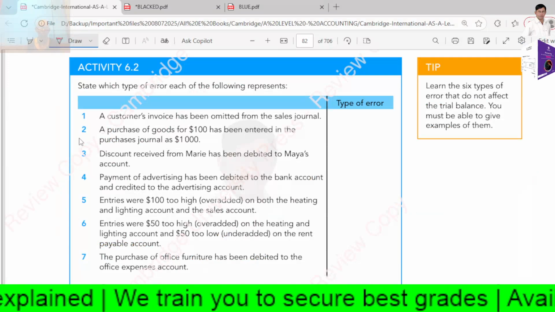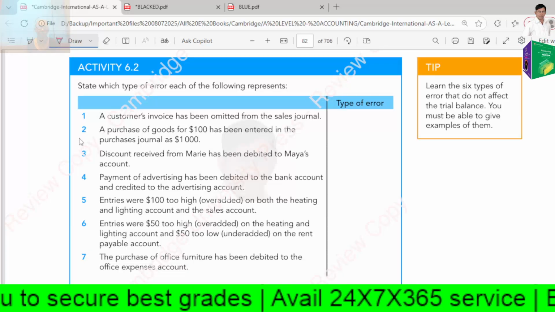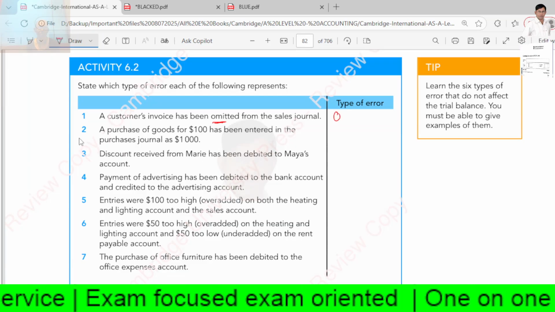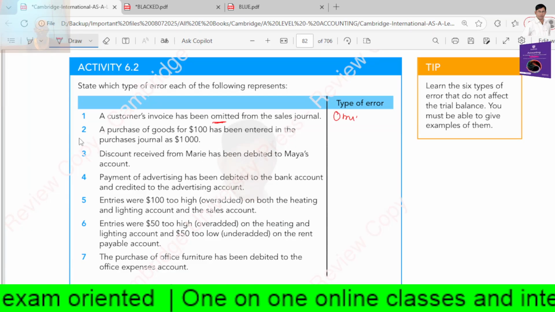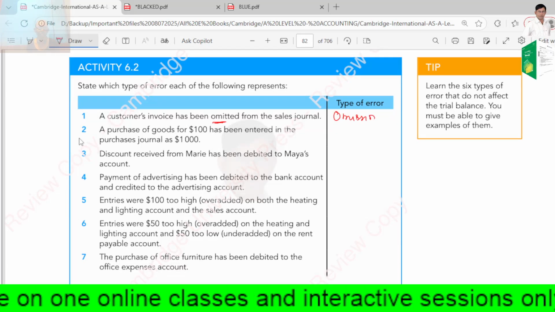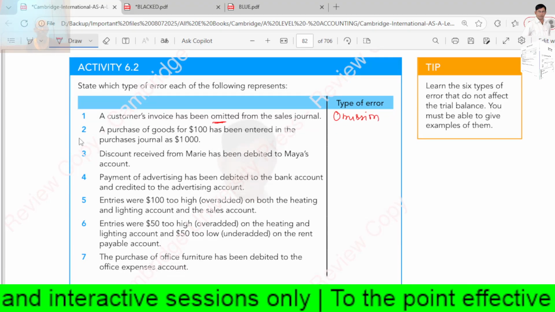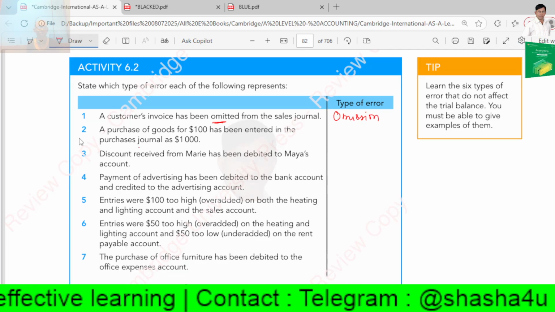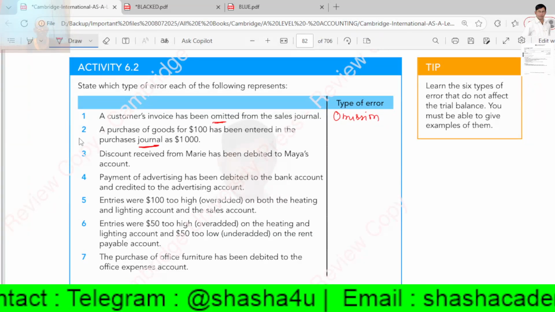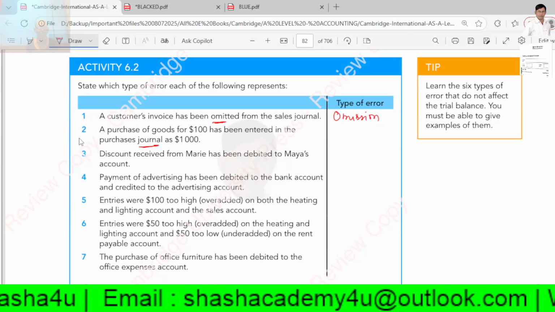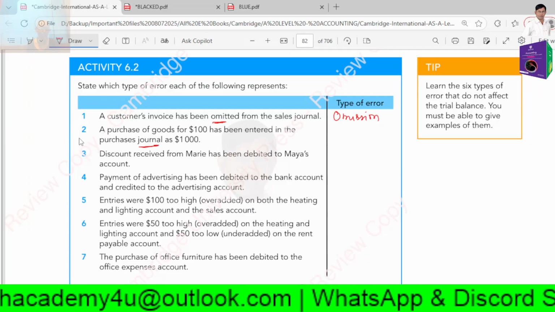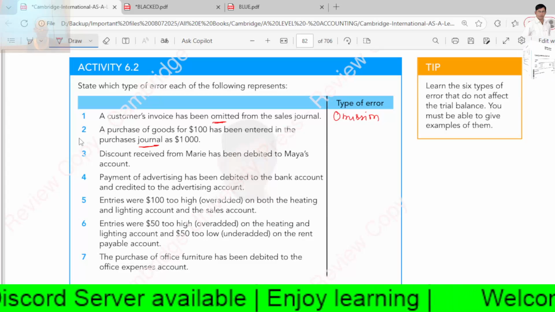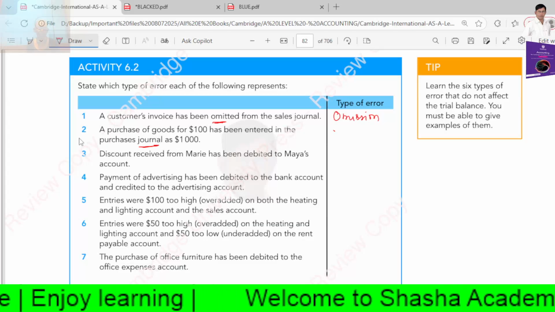A customer's invoice has been omitted from the sales journal. Omitted. Error of omission. Simple. A purchase of goods for 100 has been entered in the purchase journal. So, purchase journal, original entry, because as soon as we purchase, we first record it in the purchase journal. So the purchase of goods has been entered in the purchase journal. So it is an error of original entry.